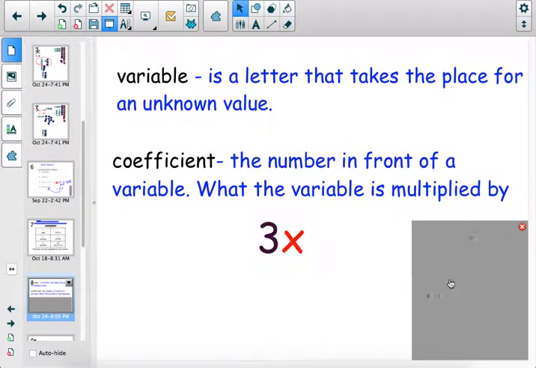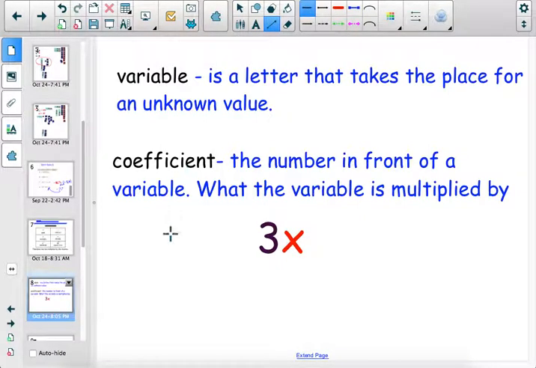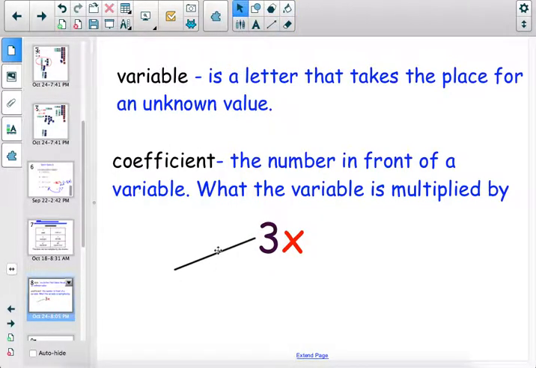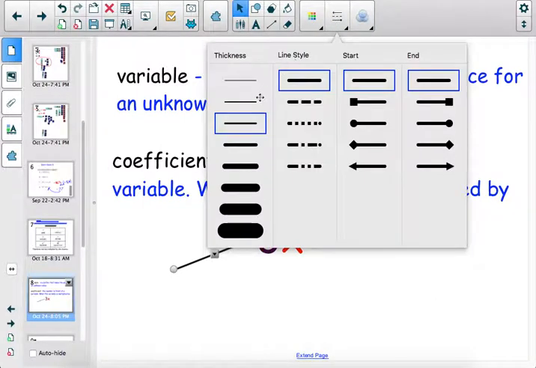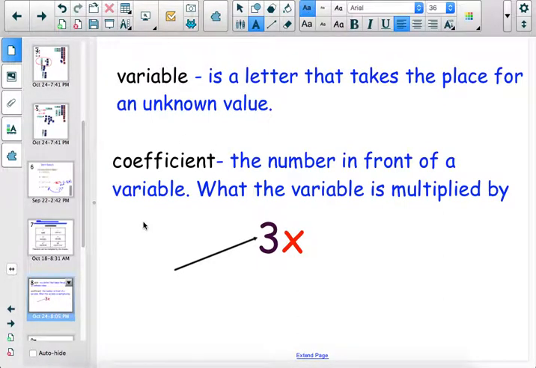Alright, so an example would be like this. 3x. That's called a term. You made your notes on this last year, not specifically this. What is the coefficient of this term? Colin? 3. So I'm gonna draw an arrow. Yes, the 3 is the coefficient.